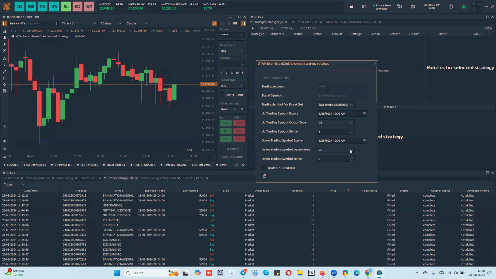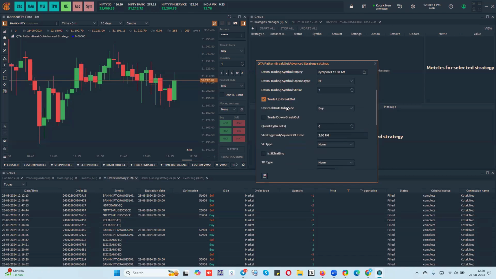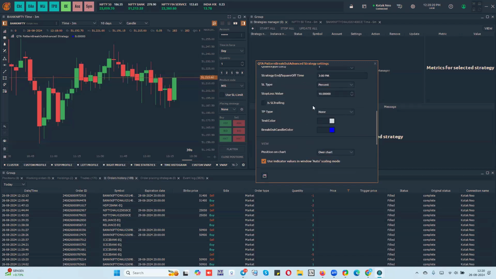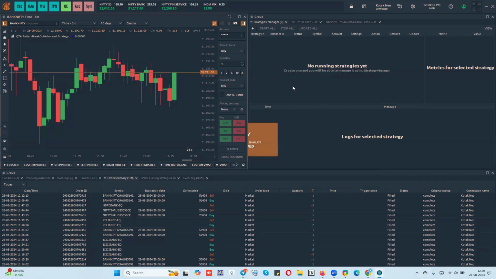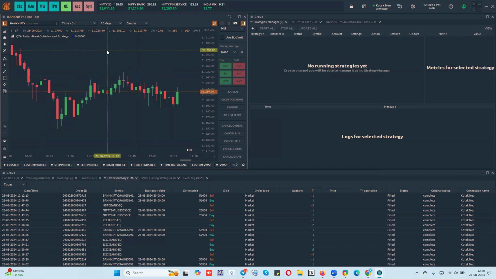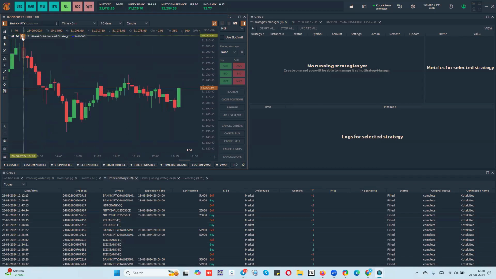You can select put option here, two strikes. I will just show you how you can do that. Here there is an option for you, save template. You can give any name for this and save it as a template so that you can use those settings in the future by applying the template. So let's create a triangle right now.